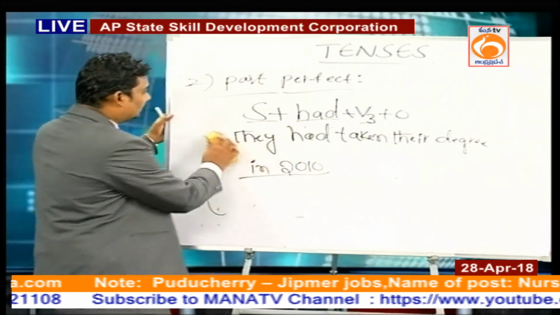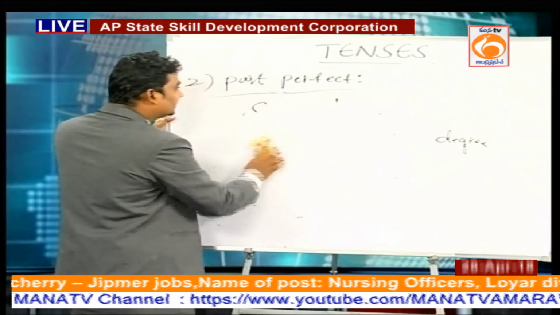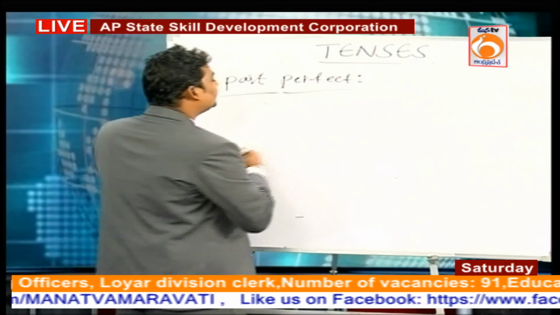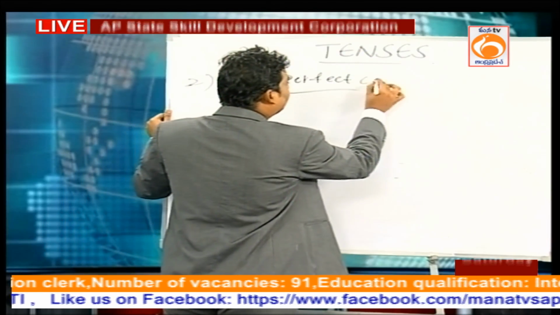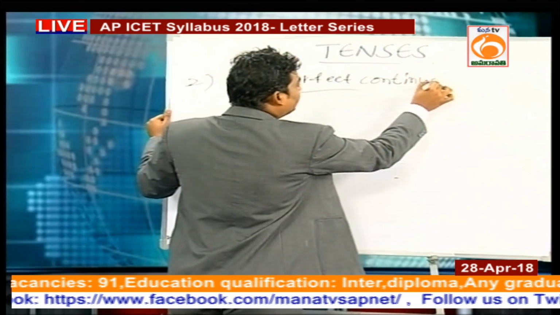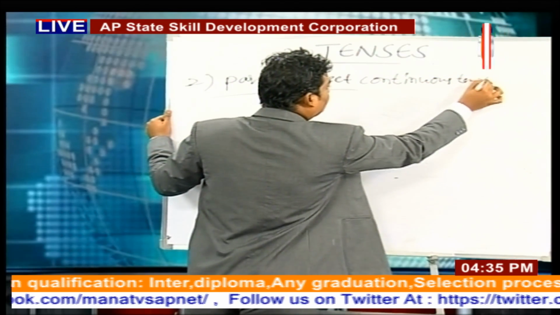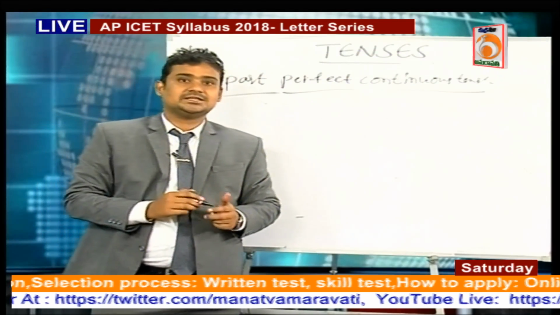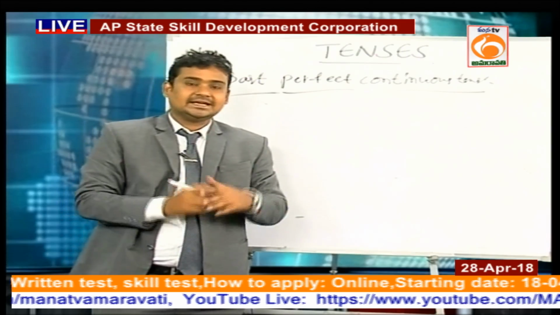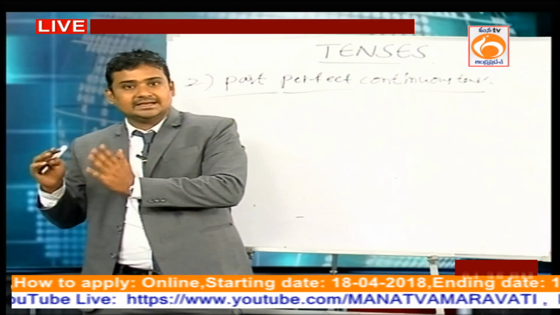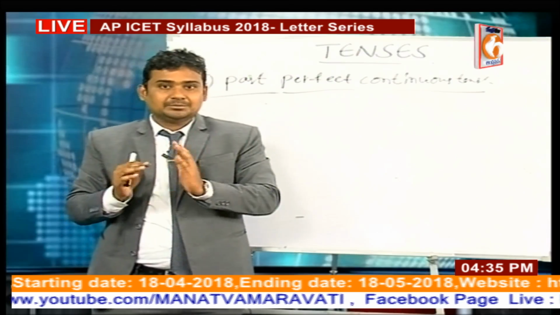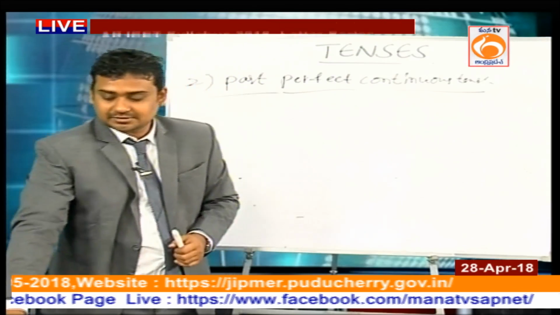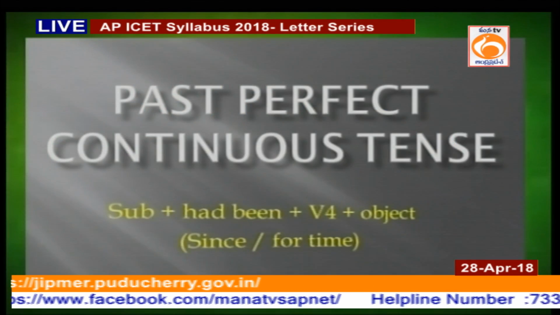I am moving to the next category of tense, that is past perfect continuous tense. So what is past perfect continuous tense? The past perfect continuous tense denotes an action or event that had finished sometime in the past. It had been going on up to the past finished time. You can see the structure form of past perfect continuous tense.